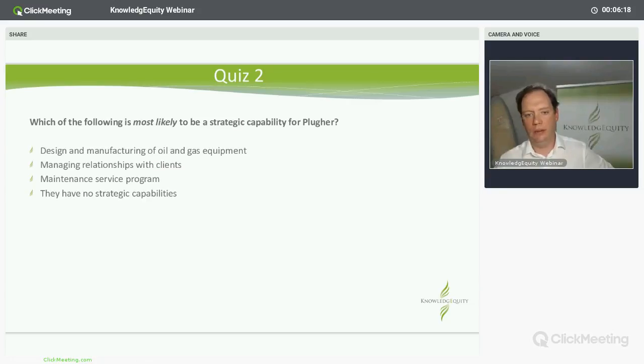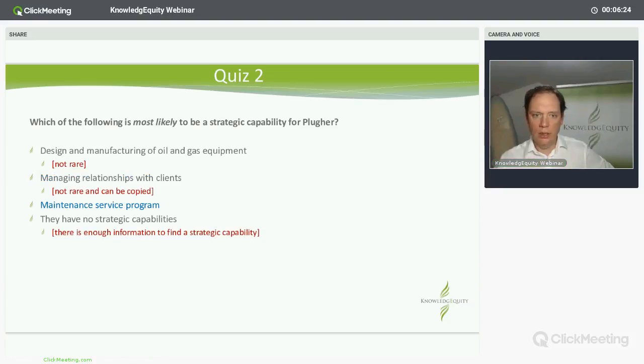All right. Correct answer is option C. Design and manufacturing of oil and gas equipment, not rare. It's just that they do it well.